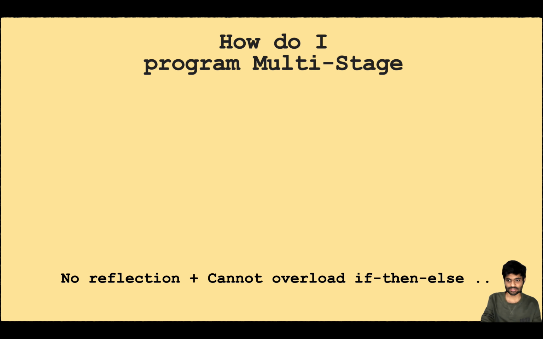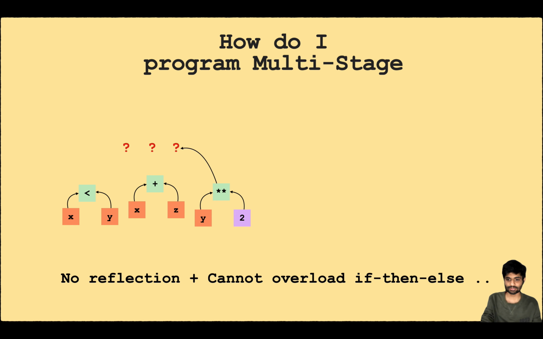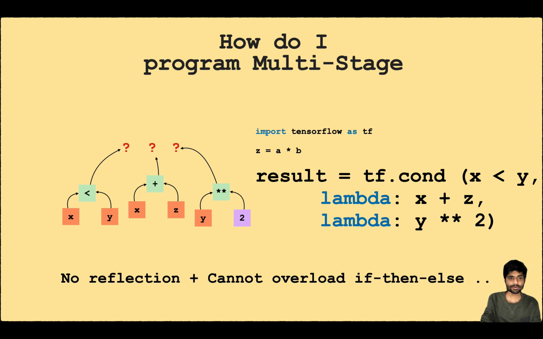Languages like C++ do not have reflection and cannot overload control flow operators like if then else and loops. In this case, with operator overloading, we can extract the individual expressions, but there is no way to put them together into a conditional or a loop. The developers then have to resort to specialized constructs like tf.conditional or tf.while to implement control flow. Well, that doesn't seem like too much of a problem. We would have to learn a few more functions and their syntax.